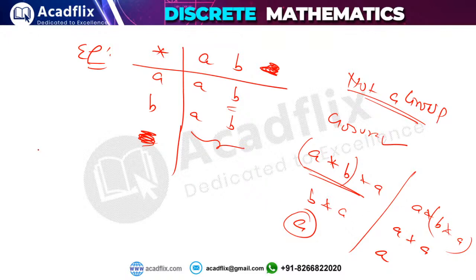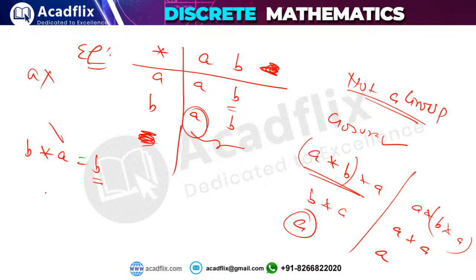Let's see whether there is an identity element or not. Assume that A is the identity element. Then what should happen? If A is the identity element, then B star A should be equal to B. But you can see B star A is equal to A. So A is not the identity element.